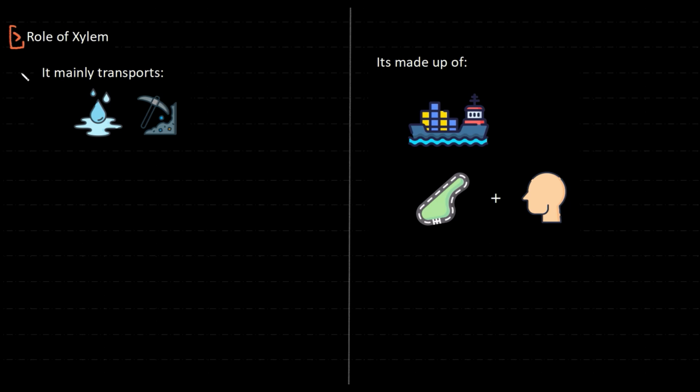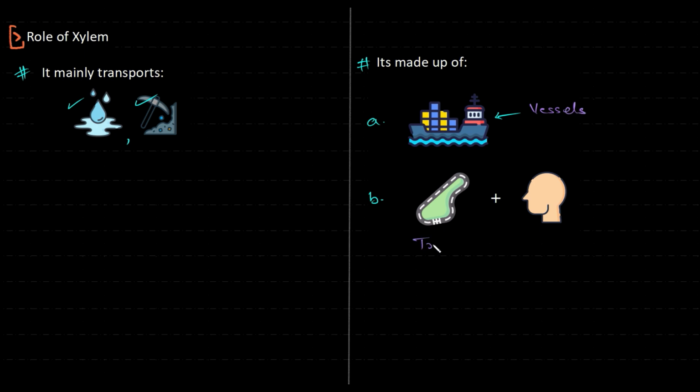Let's look at xylem now. It mainly transports what? Yes, water and minerals. Next, what is it made up of? What is the name of the parts of the xylem? This has to do with ship and also known as, yes, vessels, right?